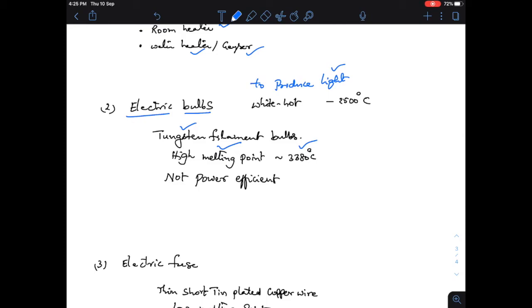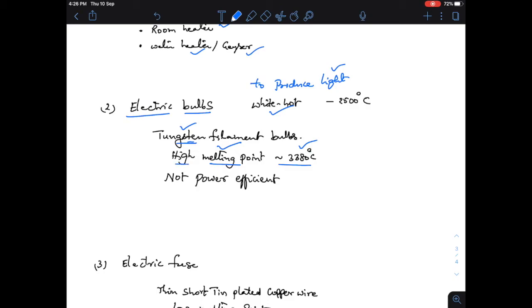The electric heating is used to produce light. That means a very thin, high resistance tungsten filament is used, which has very high melting point, and when it becomes white hot, it produces light without melting. That is why we use a tungsten filament which has a very high melting point.